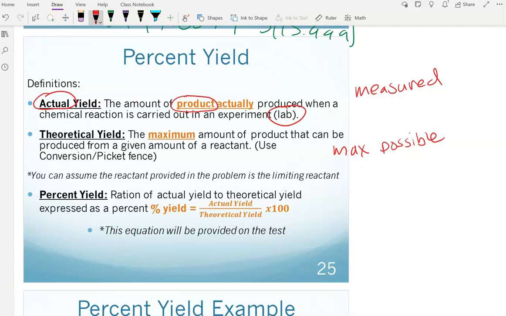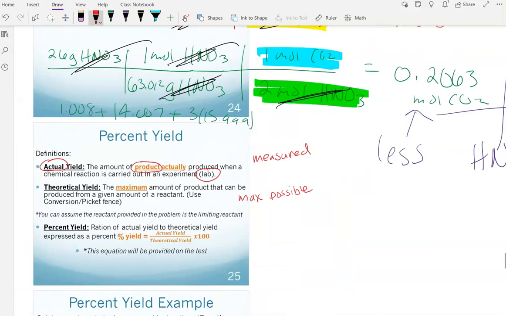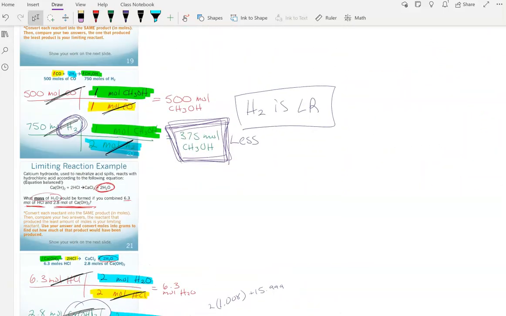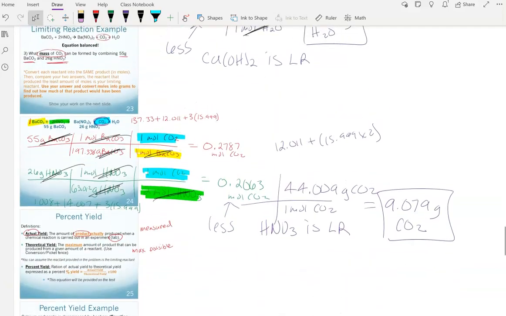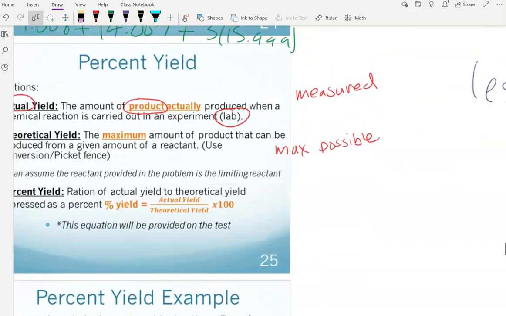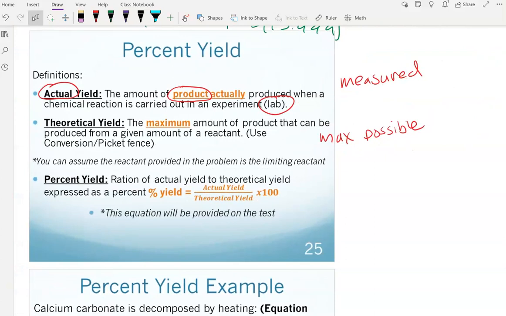Now, everything we've been talking about up until this point, all these picket fences, all of this math, has all been theoretical. That is in perfect conditions, in a perfect world, in the perfect lab setting, that's the most amount of product that we could make. But what actually is made in a lab setting might be different.